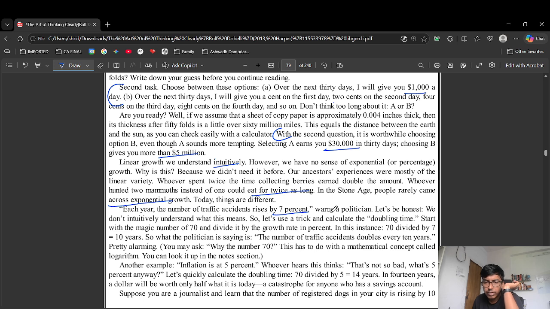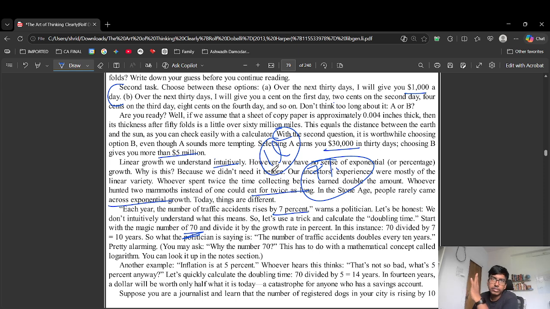So let's use a trick and calculate the doubling time. Start with the magic number of 70. Here now you will learn this is a very good thing. It's the magic of 70. Suppose you are doing an FD, or you are earning FD income of 7%. Okay, so how long will it take? Suppose today you have invested 1 lakh and you will earn 7% on it every year. If you divide 70 by 7, in 10 years your money will double.